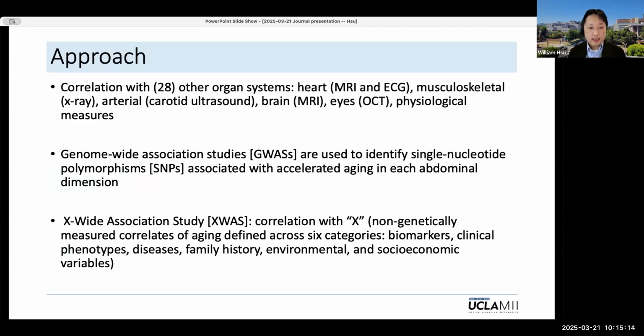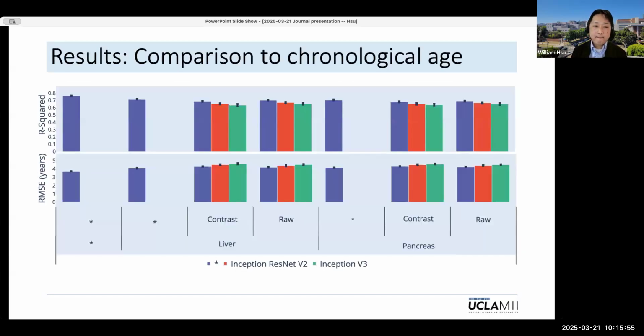And just to give you a sense of the analysis that they did, they correlated this with other organ systems. I'm not going to highlight this as a result, but they did try to correlate their age to other age classifiers that existed at the time of their study. This was using other types of images and other body parts. They also looked at the genome-wide association studies available from the UK Biobank data. And then also what they called the XY association study, where X essentially means non-genetic measured correlates of aging. They looked at biomarkers, whether sensor biomarkers, clinical phenotypes, diseases, family history, etc.